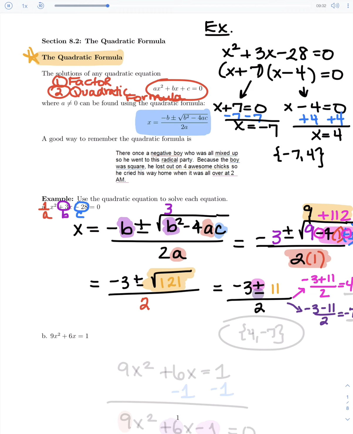So we got 2 answers just like before. What were our 2 answers? We got 4 and negative 7, just like we did before. From factoring, it was just a whole lot more work. So moral of the story, if we can factor, we want to, but the quadratic formula does always work. So it's a very valuable tool for us to know and understand.